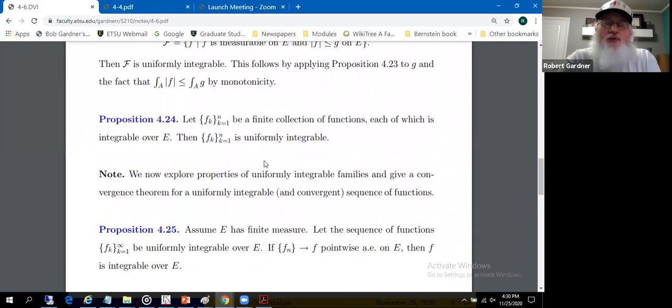First result about uniform integrability, a really easy one actually, just applies to a finite collection of functions. Let f sub k, k equals 1 to n, be a finite collection of functions, each of which is integrable over E. Then the finite collection is uniformly integrable. Easy enough.